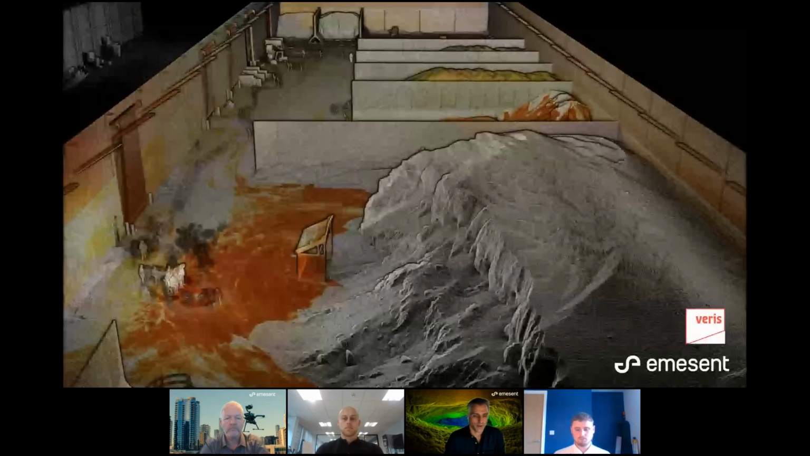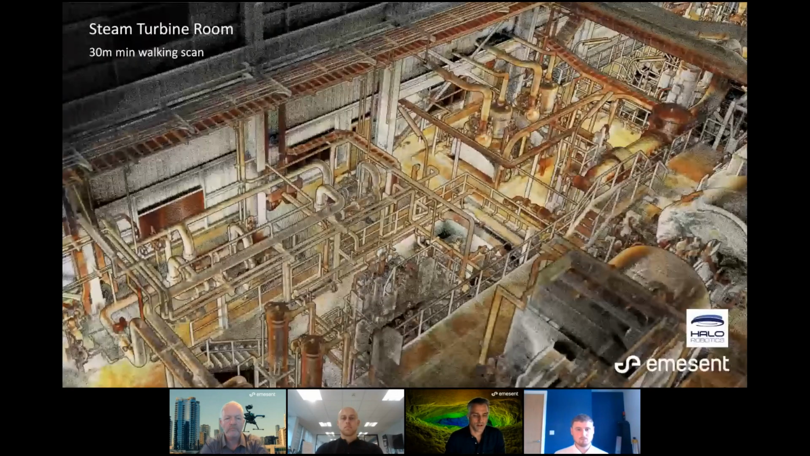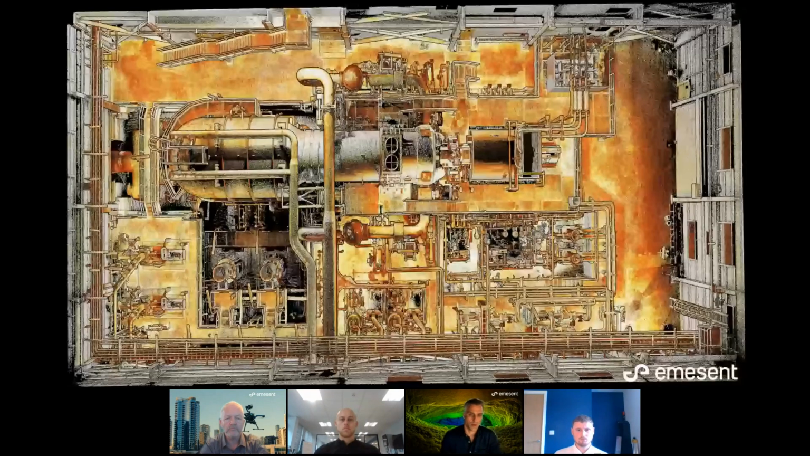A couple more examples. One is a steam turbine room captured by partners in Indonesia. And again, it just showcases the ability to capture extremely complex 3D structures in a short amount of time. So this was done by walking through this environment in around half an hour. And then the scan was used to convert from a point cloud to a BIM model for this facility.